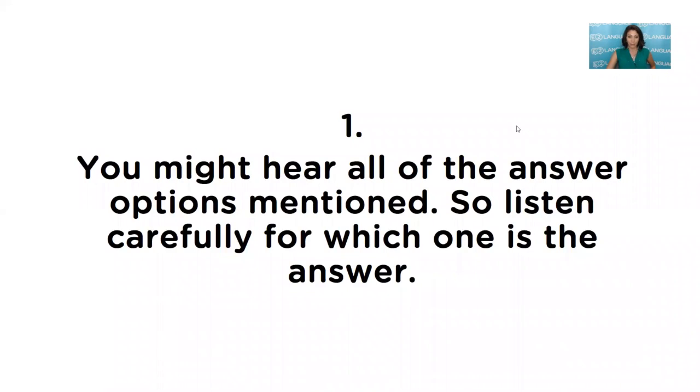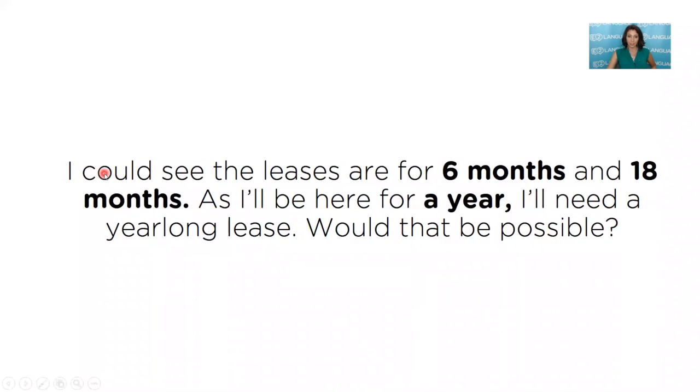So let's talk about a few tips. You might hear all of the answer options mentioned. So listen carefully for which one is the correct answer. For example, Lucy says, I could see the leases are for 6 months and 18 months. As I'll be here for a year, I'll need a year-long lease. So when she says 6 months and 18 months, then you know that your answer is coming. It's going to be one of those 3 options. And then she says a year.